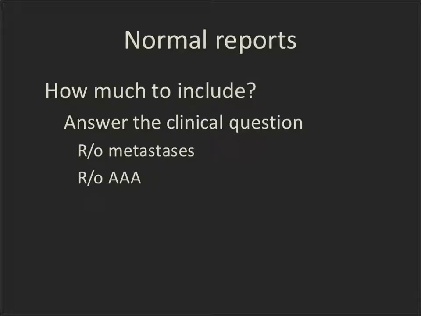So for a normal report, how much information do you need to include? We could all have a very exhaustive list of normal structures on whether it's a CT or a chest X-ray. But I think one thing that is key is to answer the clinical question. You don't want them coming back and saying, yes, but did you look at the liver? You say, yeah, of course I looked at the liver. It's a normal abdominal CT. You want to say that the liver is normal, or at least the solid organs are normal.